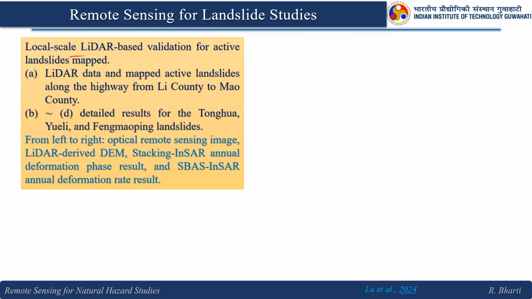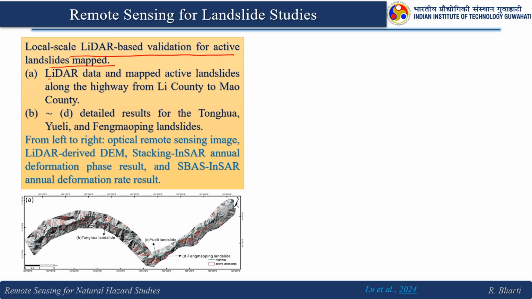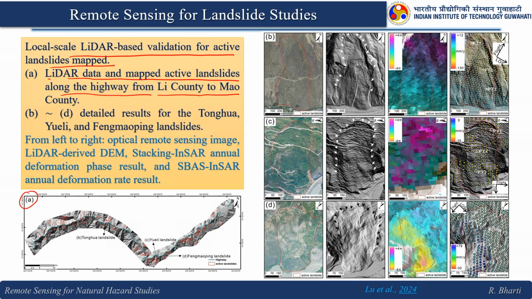The local scale LIDAR based validation for active landslide mapping. Here you can see A is the map of the LIDAR data and mapped active landslides along the highway from Lee County to Mau County. And B to D is the detailed result of the landslides. From left to right: optical remote sensing images, LIDAR derived DEMs, stacking InSAR annual deformation phase results, and the SBAS InSAR annual deformation rate result. So, these 4 are here.